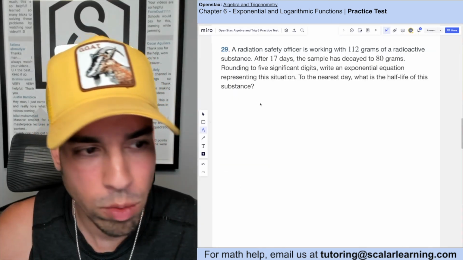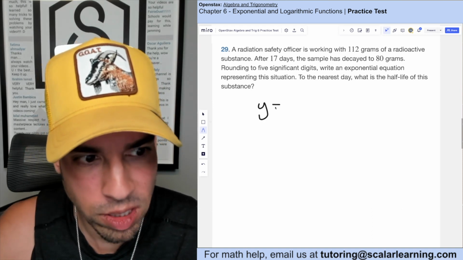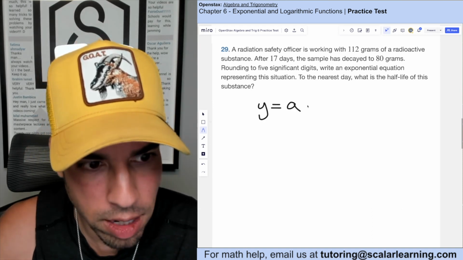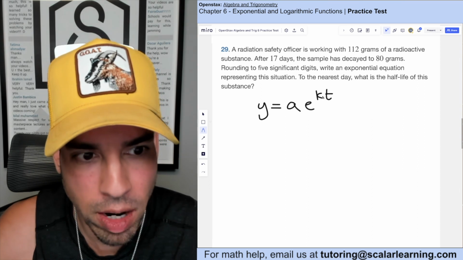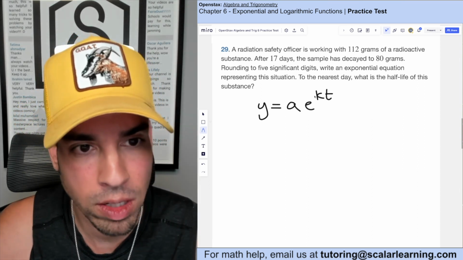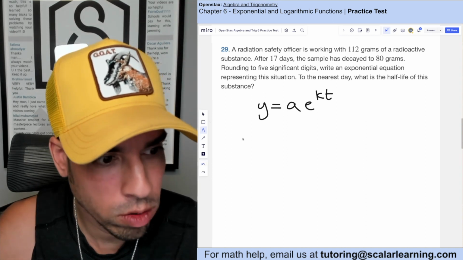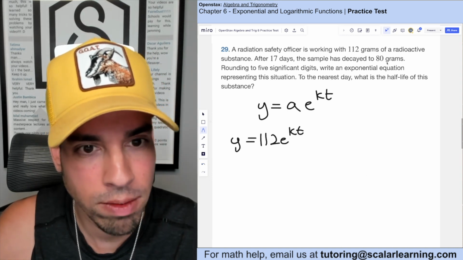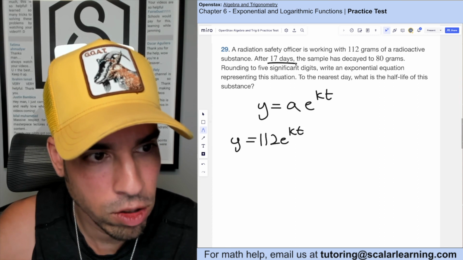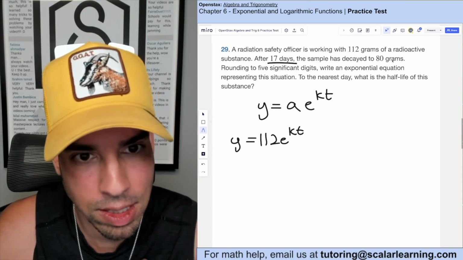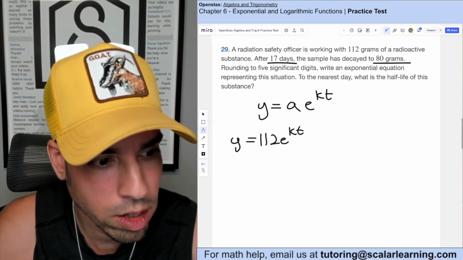So for this one, we're going to start with our baseline exponential equation using e as a base. So it's y equals a e to the kt, right? And k is some constant that we have to figure out. Now, a is my initial value, which I know is 112. Now to solve for this k value, I've got another nice pair of values. I know when t, or time, is 17 days, we got 80 grams left, and that's y. So let's plug and chug.